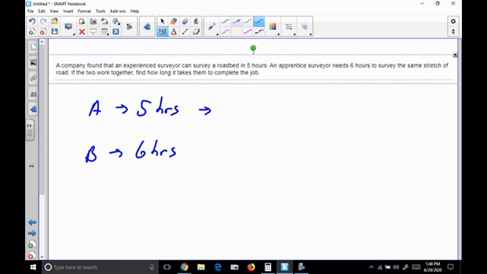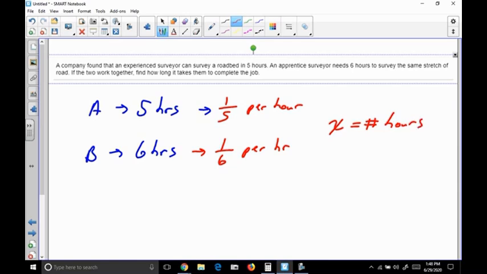So the first person can do 1/5 of the job per hour. They have one job and it takes them 5 hours, so they can do 1/5 of the job every hour. Notice if he worked for 5 hours, 5/5 would be one whole job. This other person can do 1/6 of the job per hour. Notice if he works for 6 hours, 6 times 1/6 would be 6/6, or one whole. So we're trying to find out how many hours it's going to take to do the whole job.